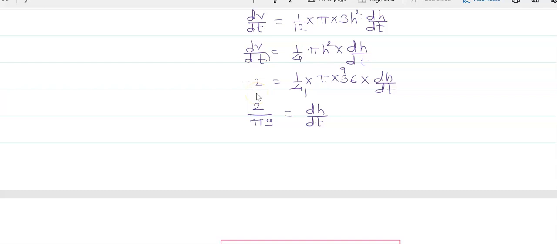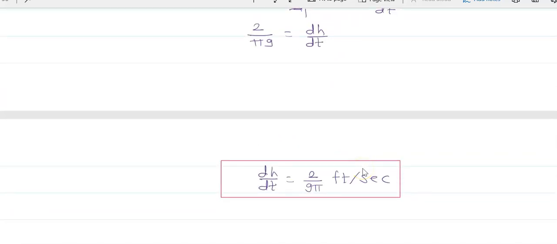that is equal to 1 by 4 pi into 36 into dh upon dt. Therefore, dh upon dt is equal to 2 upon 9 pi. And at this rate, the height is decreasing. Now see this again here.